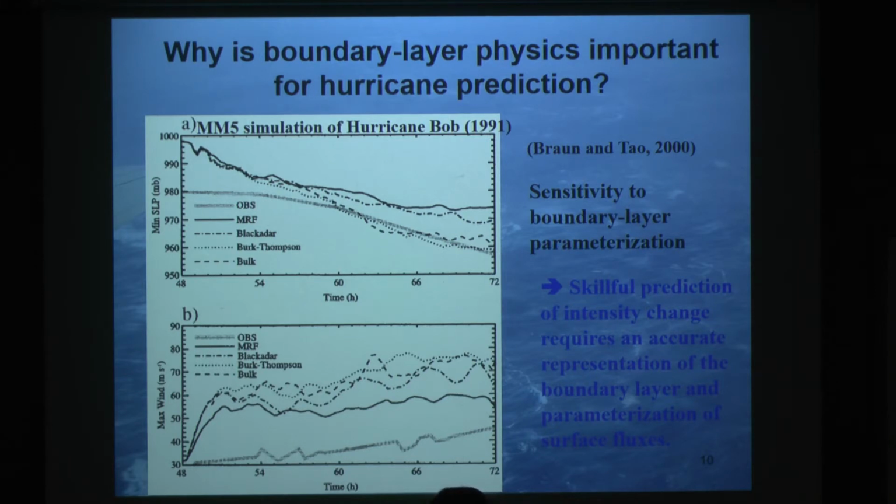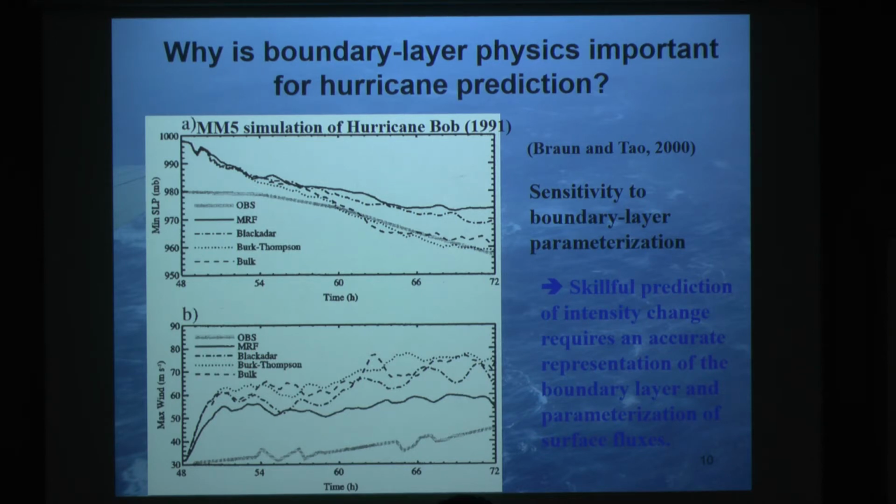These boundary layer schemes are basically similar to the schemes in the ocean models. I mean, we also have the Mellor-Yamada scheme and the K-profile scheme. So he tested 4 schemes. One is the MRF, the medium range forecast model scheme. The Blackadar scheme. The Burk-Thompson is a kind of turbulent kinetic energy scheme, a TKE scheme, and a bulk scheme.